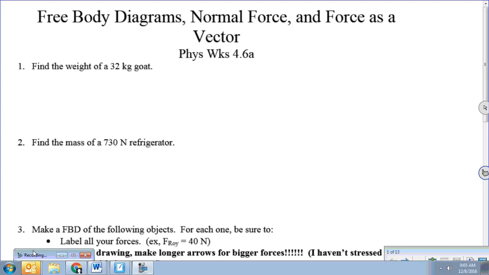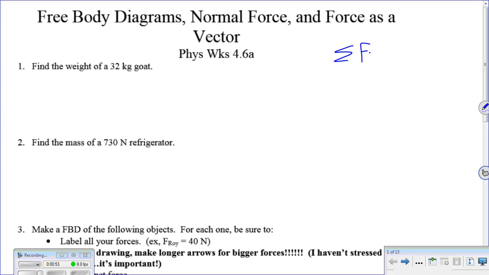Step 2, if there are any given forces, you write those out. If it says Roy pushes with 30 newtons, then put in Roy's force. If it gives you the force of friction, put in the force of friction. Step 3 is the tough part. You need to ask yourself, do I know the acceleration? If you do know the acceleration, then find your net force by using this equation. If not, then you're going to know all of the forces, and you can find your net force using this equation.